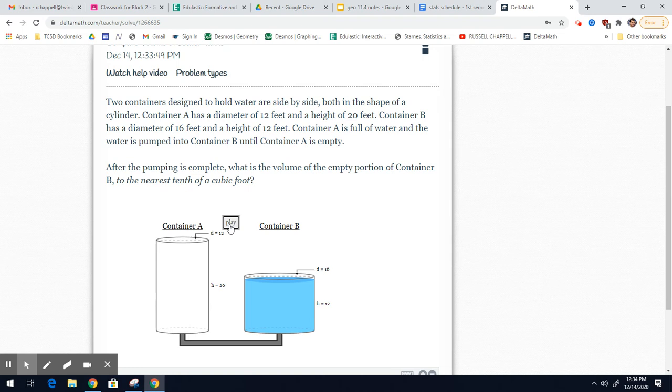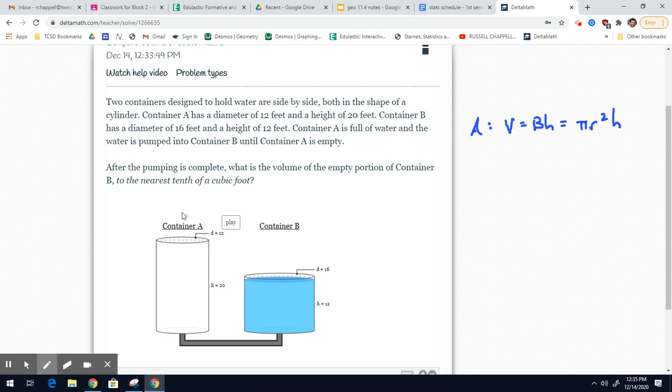Find the volume of A, find the volume of B, and subtract them to see what the empty portion of container B is. I will try to do this without using my calculator until the very end. So let's go with container A. It is a cylinder, so the volume is equal to the area of the base times the height, but of course the base is a circle, pi r squared.